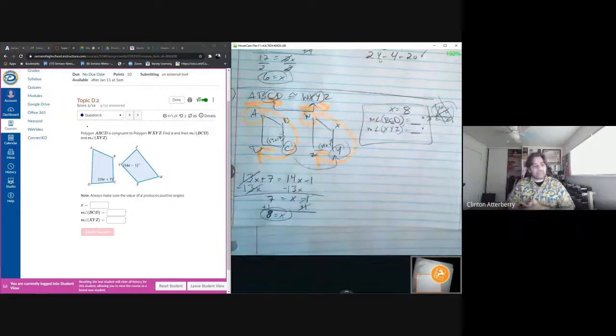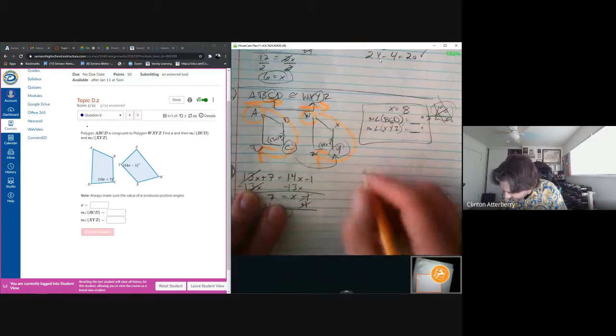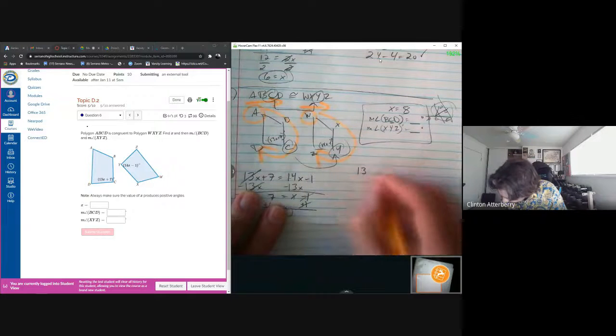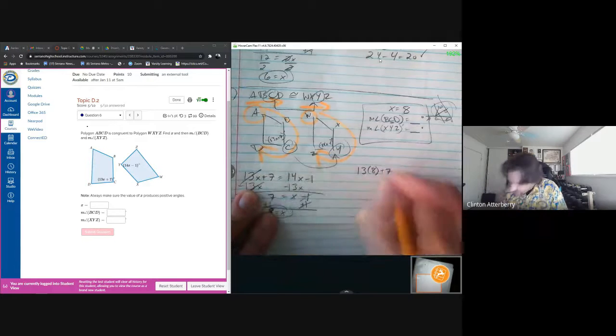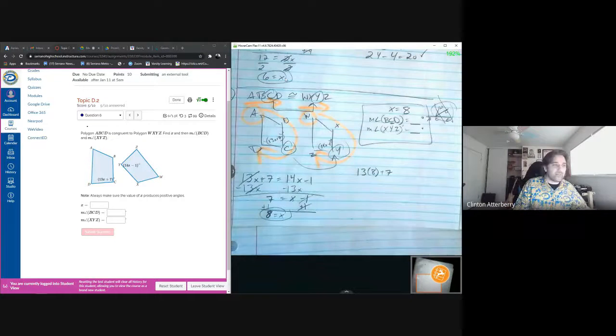Okay. Cool. So is that my final answer? Nope. They want me to plug it back in. So I'm thinking right now, let's just use this one on the left, the 13x plus 7. x is going to be equal to 8, plus 7. All right. Here's where Mr. Atterbury doesn't want to make any mistakes.